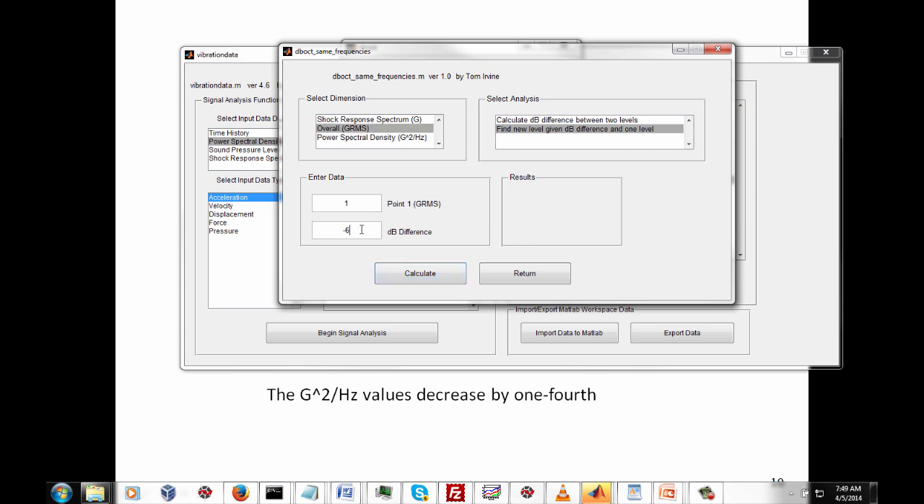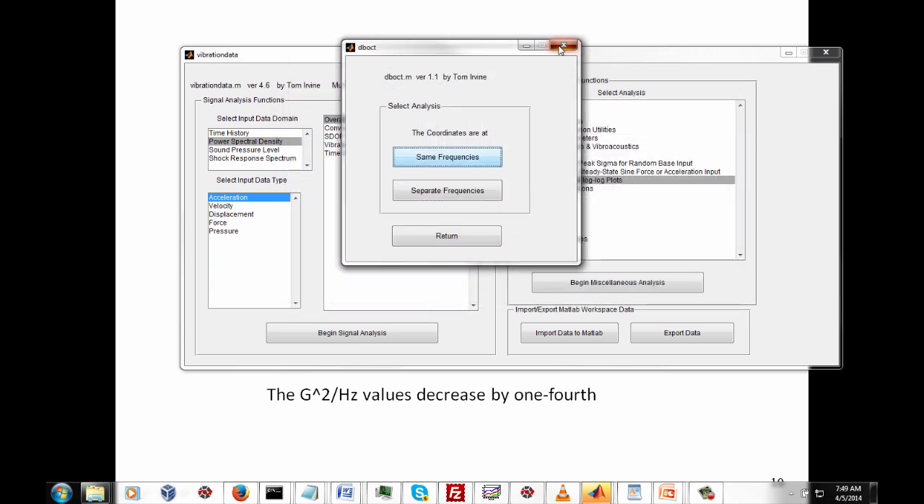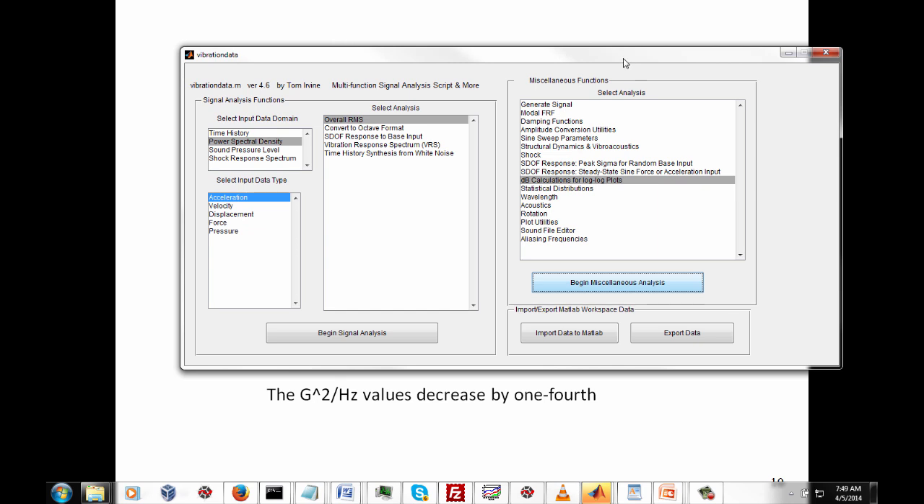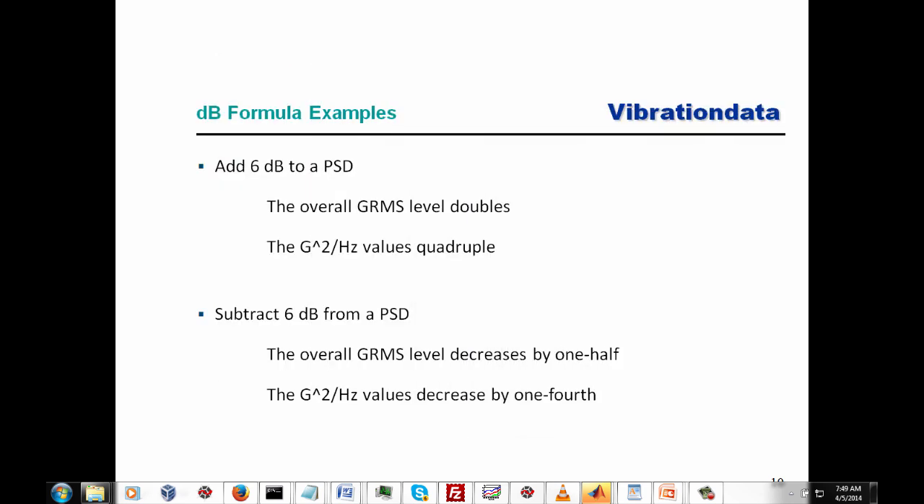Okay, and then for GRMS value, what if we add 6 dB to our GRMS value? We get 2 Gs. And actually, I need to go back and fix this a little bit and say GRMS, but you get the idea that the GRMS level is going to double if we add 6 dB. So you can play around with this yourself. Who knows, you might have some odd case like, okay, we've got to increase 10.5 dB. Well, then we're going to go up by a factor of 3.35 in terms of GRMS. So this is a utility. You're welcome to use it, and I hope that you will get some use out of that.